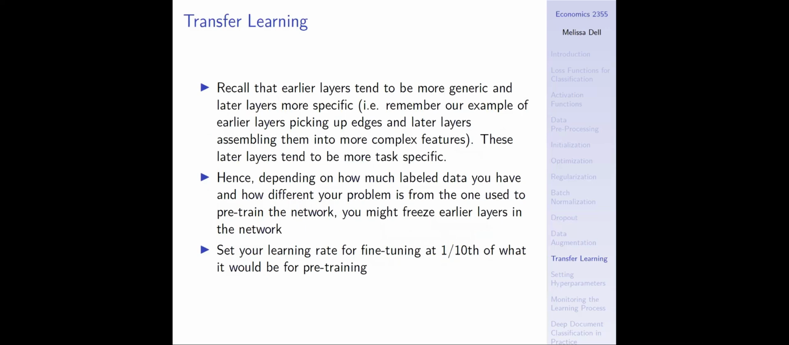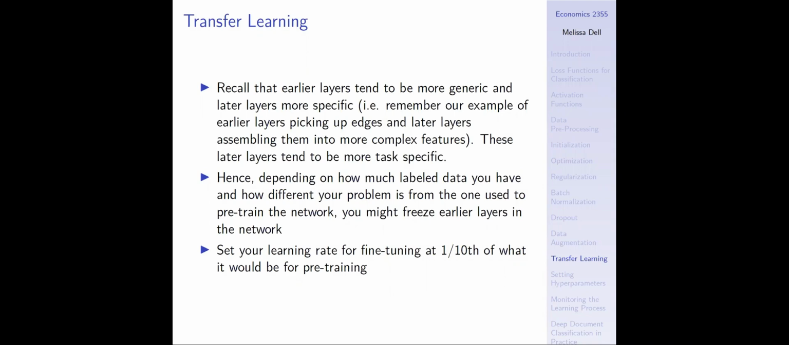As I was saying, exactly how you do that is going to depend on your application and on how much data you have. At one extreme, you might want to do something that's pretty similar to the pre-trained model, and you have just a very small amount of labeled data. In that case, what you might want to do is just freeze all the earlier layers of the network.